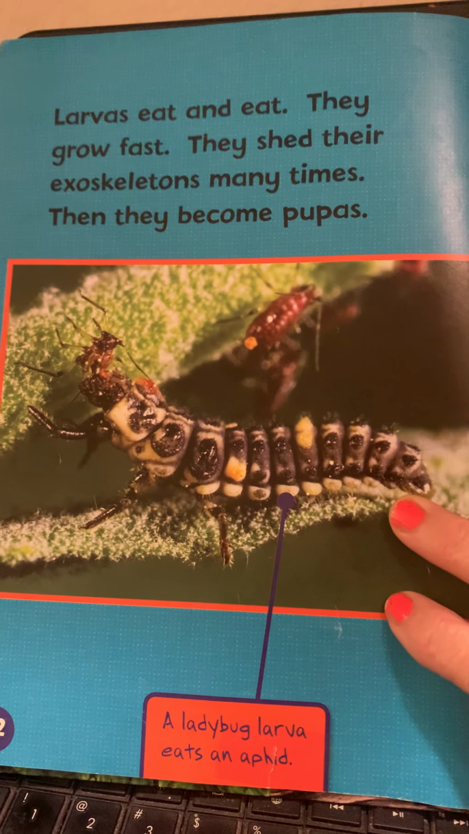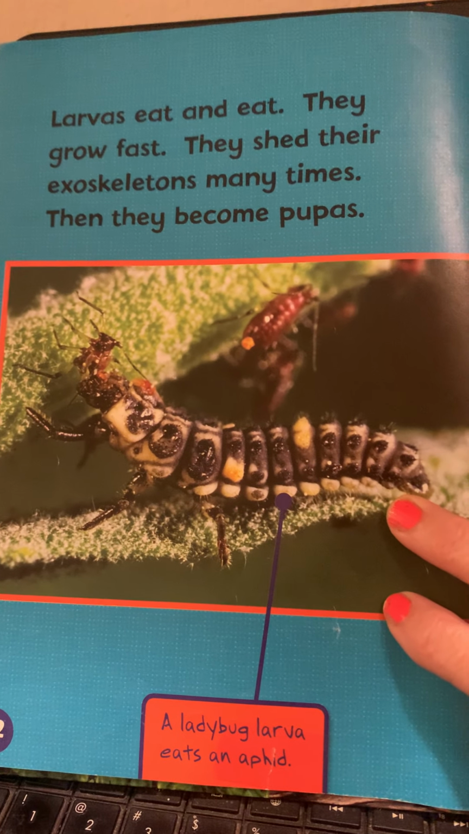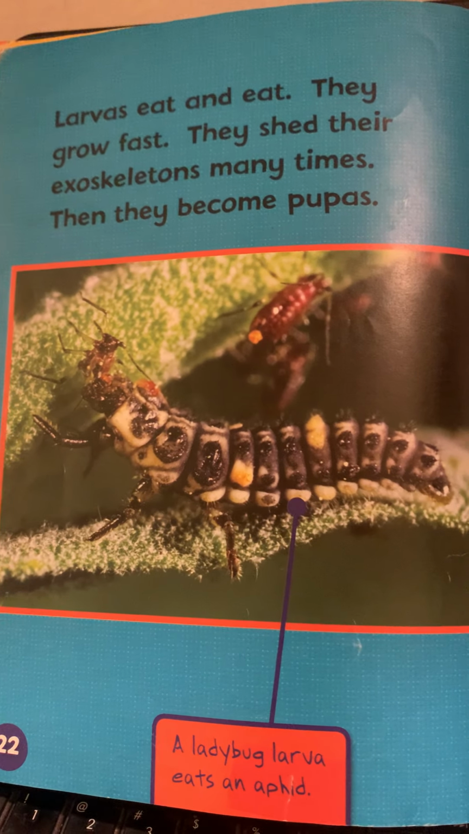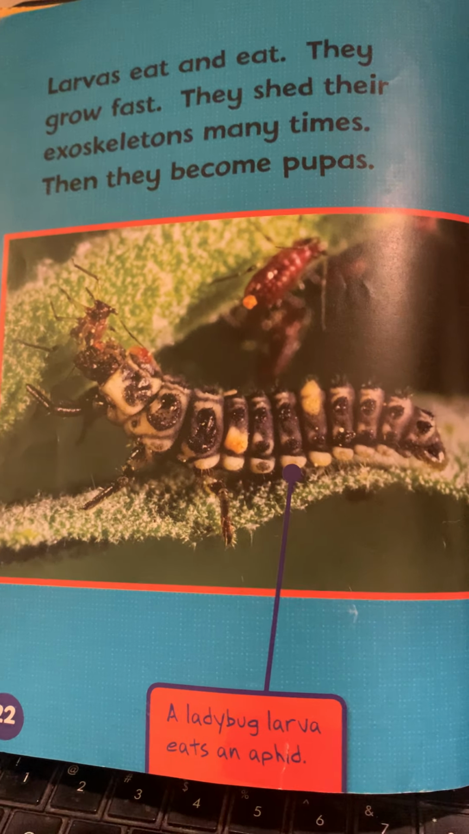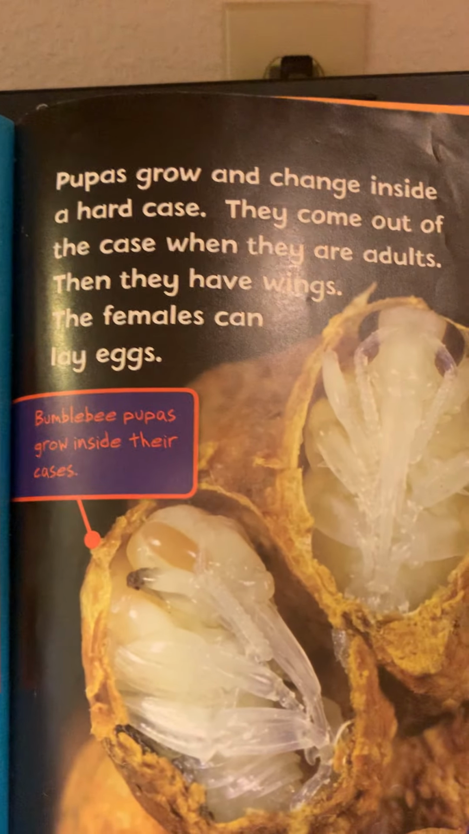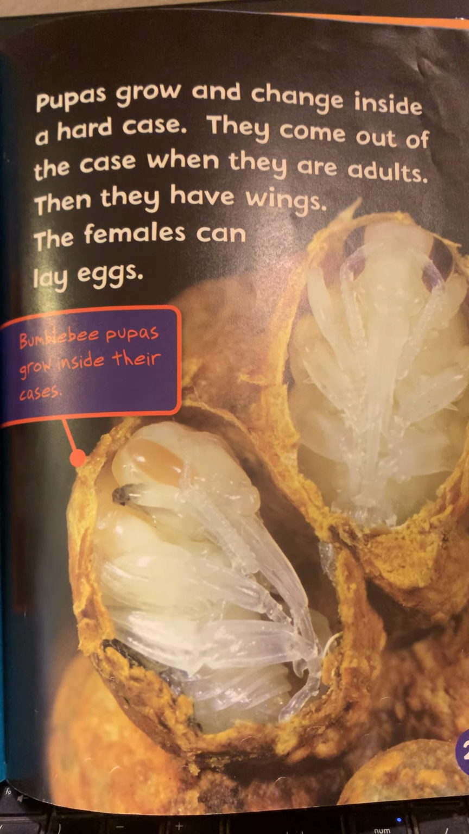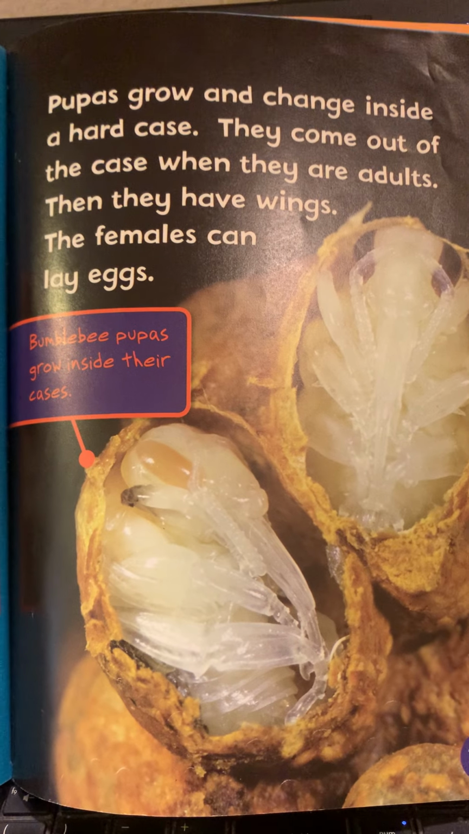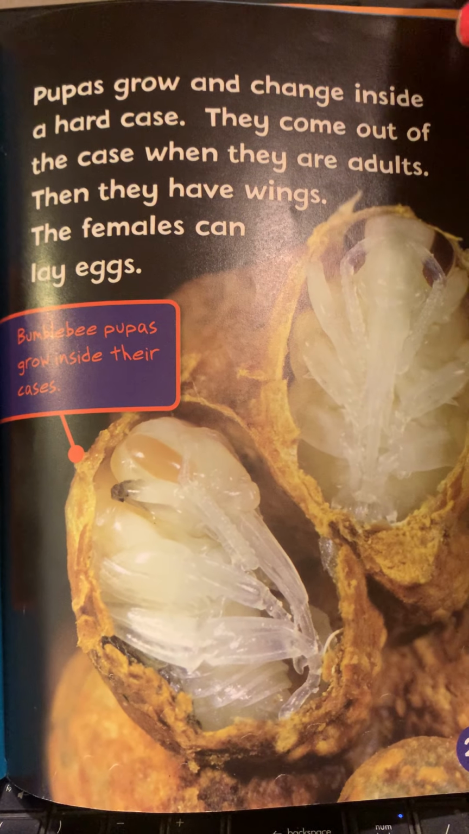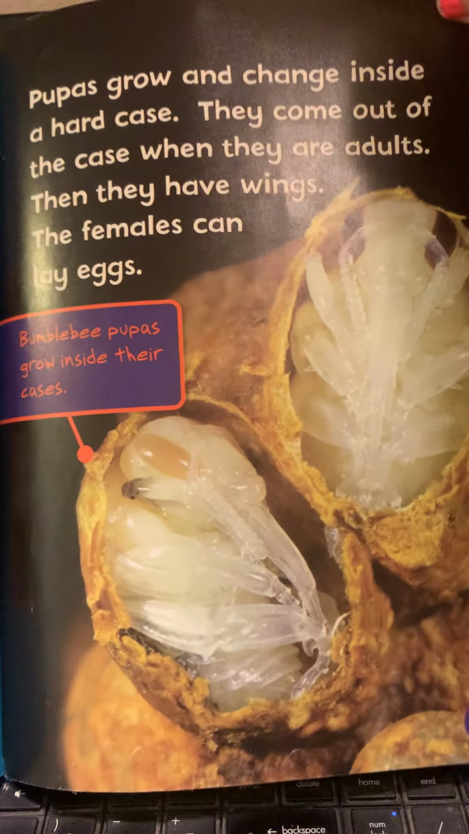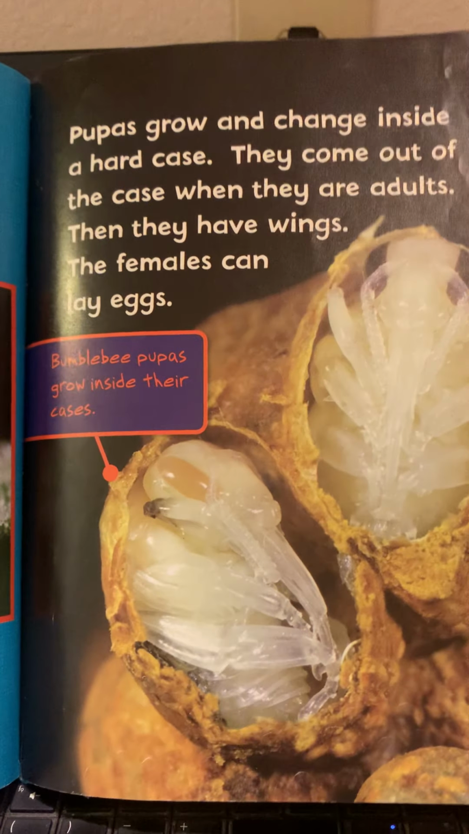Larvae eat and eat. They eat all the time. They grow fast. They shed their skeleton many times, and then they become a pupa. Pupas grow and change inside a hard case. They come out of the case when they are adults. Then they have wings. The female can lay eggs.